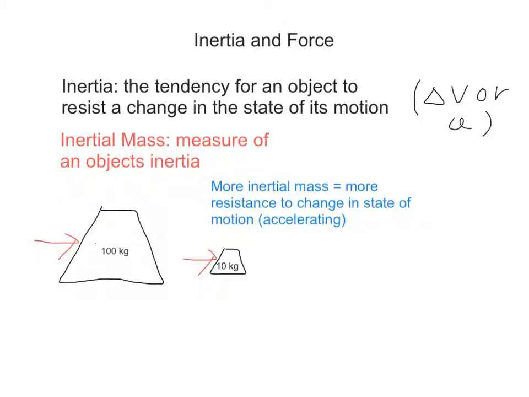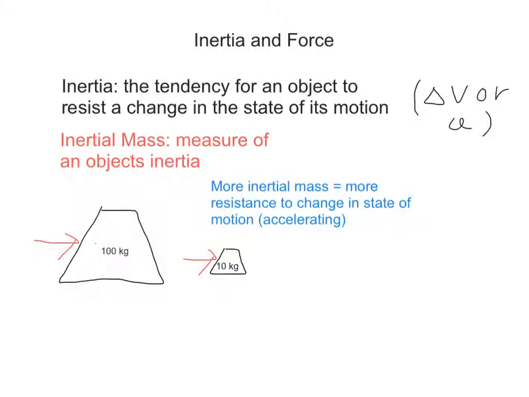Now, not all objects will react the same way to a change in its motion, and that resistance is what we call the inertial mass of the object, which is again measuring the object's inertia, its ability to resist a change to its state in motion. So keep in mind that if you have more inertial mass, it means that the object has more resistance to a change in its state of motion, or a change to its velocity, less likely to accelerate.